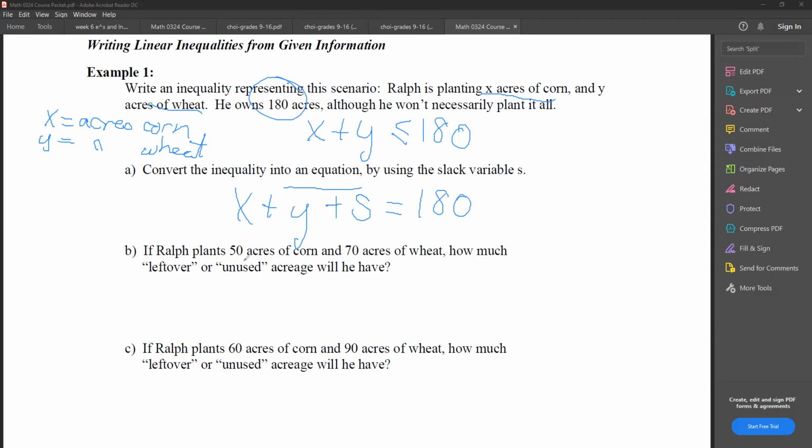All right, if Ralph plants 50 acres of corn and 70 acres of wheat, so that's X and Y, how much is unused? You just plug in 50 for X and 70 for Y, plus your unused acreage has to equal 180. 50 and 70 is 120. And you can solve that. You'll get S equals 60 acres he has left over.